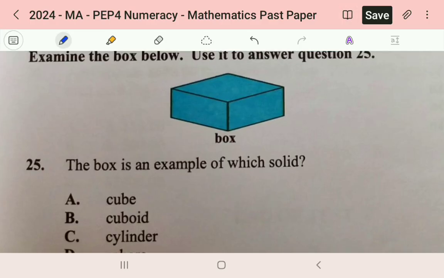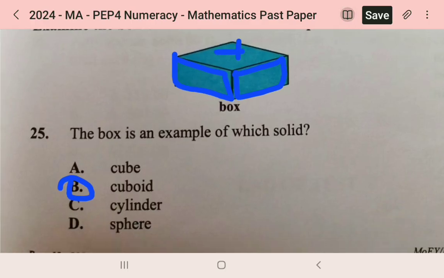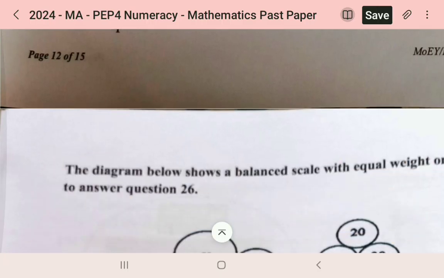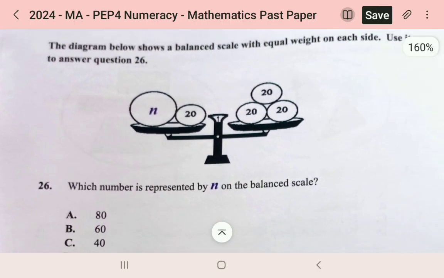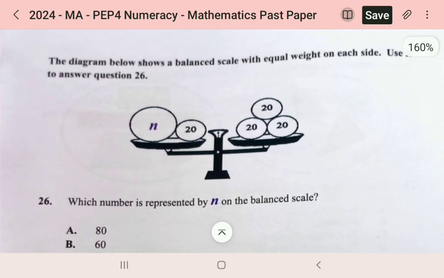I am saying it is cuboid, which is B, though the top looks like a perfect square. But looking at these sides, these faces, these aren't. And remember, properties of a rectangle: opposite sides are equal, or faces would be equal. So I am saying it's a cuboid. I stand corrected, but cuboid for me, though the top there looks so much like a square.